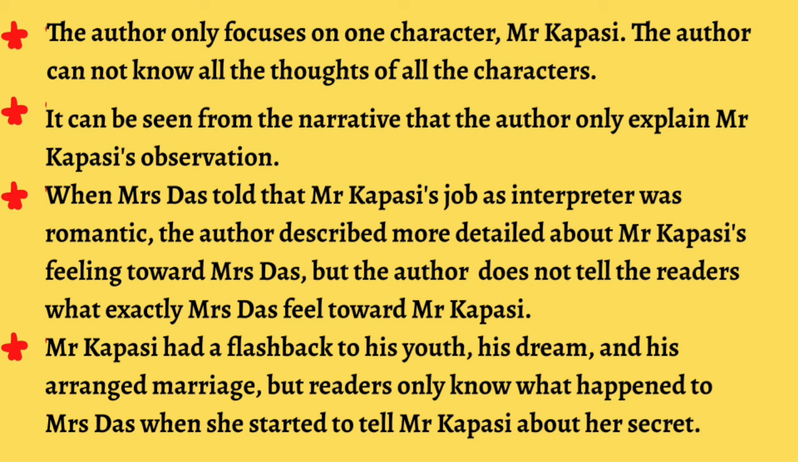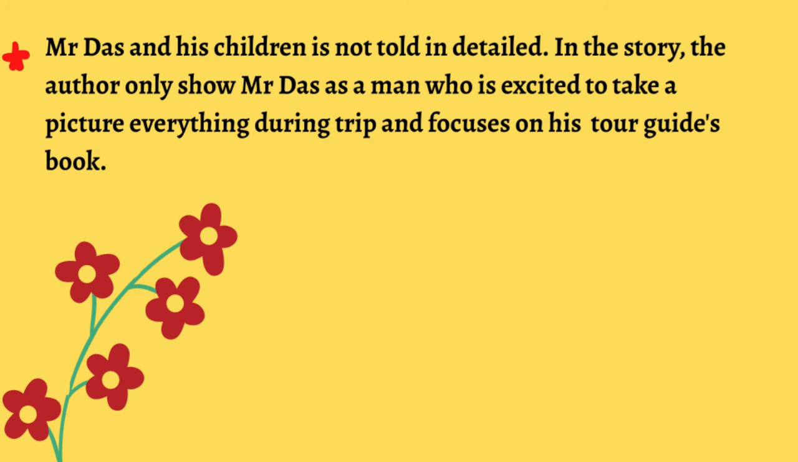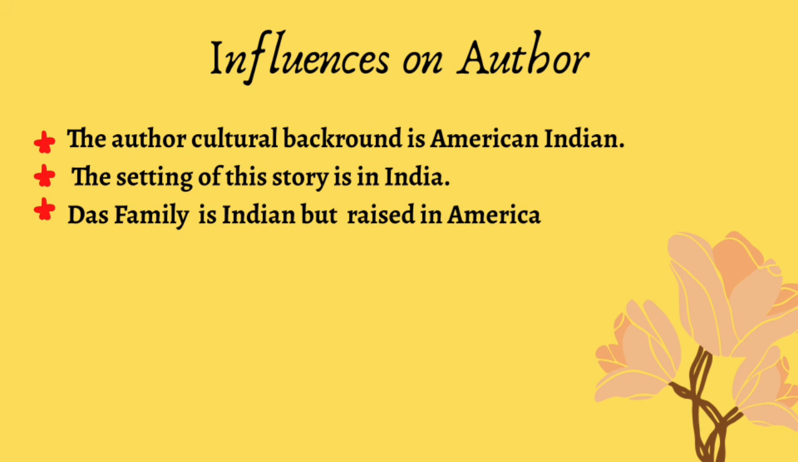Mr. Kapasi had a flashback to his youth, his dream, and his arranged marriage, but readers only know what happened to Mrs. Das when she started to tell Mr. Kapasi about her secret. Mr. Das and his children are not told in detail. In the story, the author only shows Mr. Das as a man who is excited to take pictures of everything during the trip and focuses on his tour guide's book. Influences on the author. The author's cultural background is Indian American. The setting of the story is in India. The Das family is Indian but raised in America.